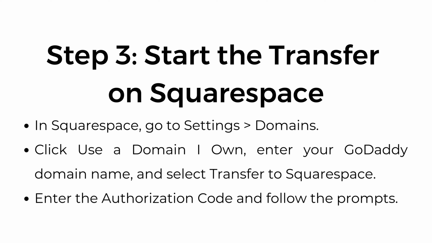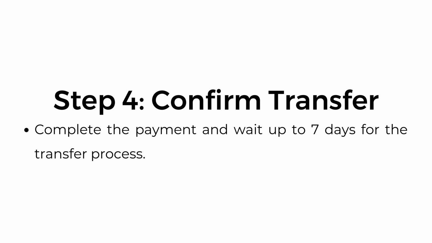In Squarespace, go to Settings > Domains. Click Use a Domain I Own, enter your GoDaddy domain name, and select Transfer to Squarespace. Enter the authorization code and follow the prompts. Step 4, confirm transfer. Complete the payment and wait up to 7 days for the transfer process.